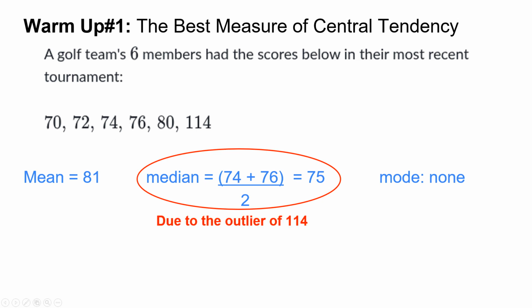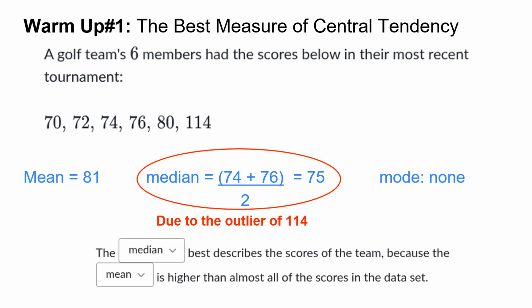The mean is really being thrown out by that outlier, so it changes a lot as a result of that big score in there. The median best describes the scores of the team because the mean is higher than almost all the scores in the data set.